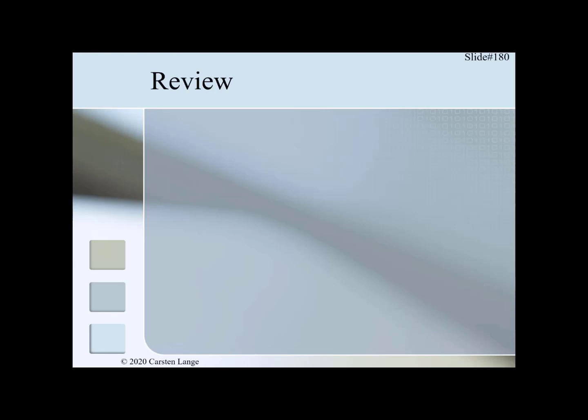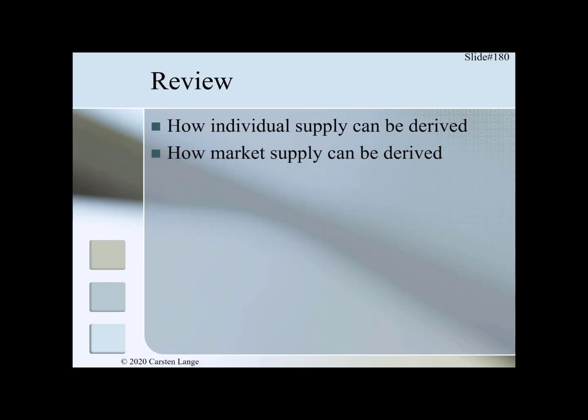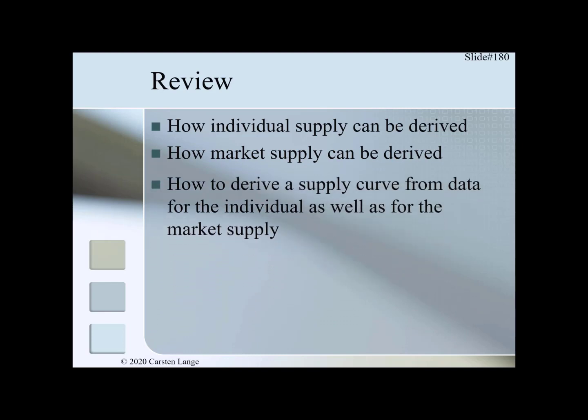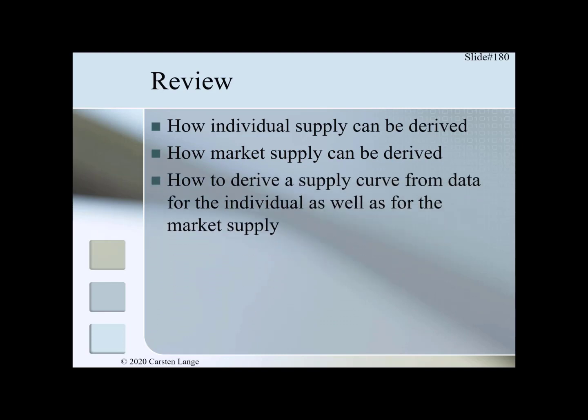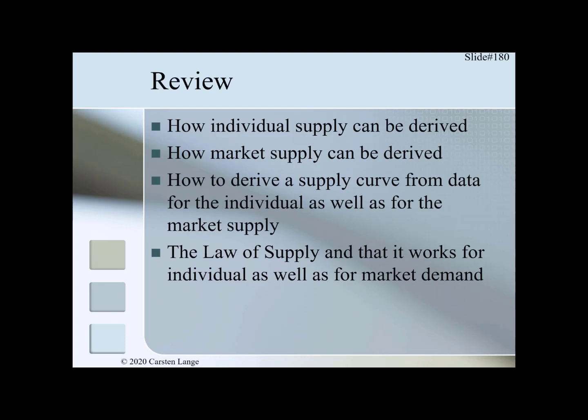What did you learn in this segment? You learned how individual supply can be derived for a single producer. In the case we covered, there was farmer B. Based on the individual supply of all the producers in the market, you learned how the market supply can be derived. You also learned how to derive a supply curve from data for the individual as well as for the market supply. And let's not forget, we explained the law of supply. Remember? The higher the market price, the higher the supplied quantity. The lower the market price, the lower the supplied quantity.